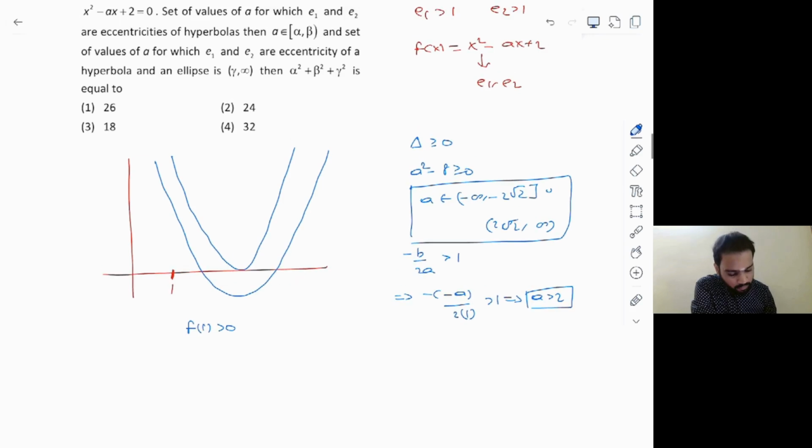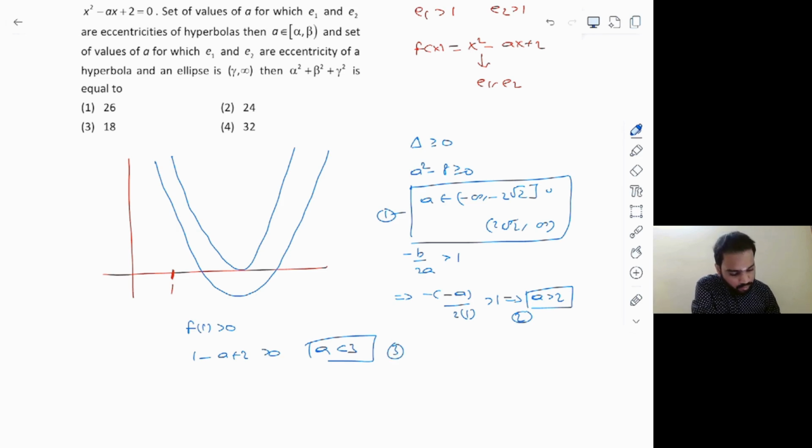So let's calculate f of 1 as per the assumed polynomial. It is 1 minus a plus 2 greater than 0. So which makes it finally a less than 3. Now, just to take the common part of all these here: a greater than 2, this is the first inequality, this is the second inequality, this is the third inequality here.